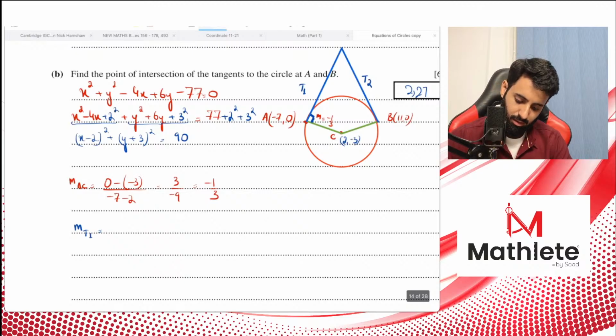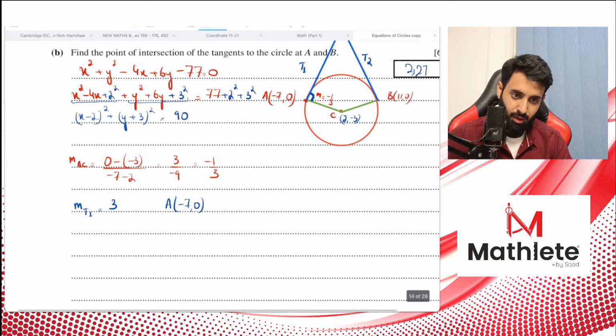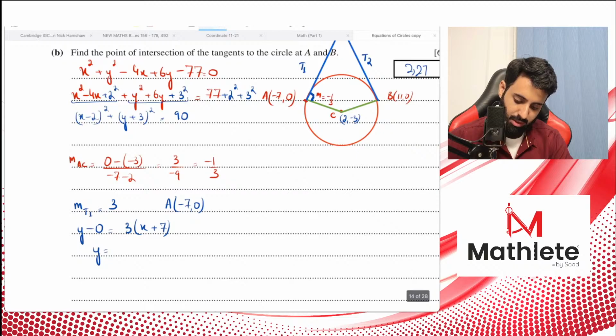3, that's correct. Good job. So the gradient of the tangent is 3. Now we're going to use this gradient and the coordinates of -7, 0 to find the equation. So y minus 0 is equal to 3 into x minus -7, which becomes x plus 7. So now the equation is y equals 3x plus 3 into 7, which is 21.